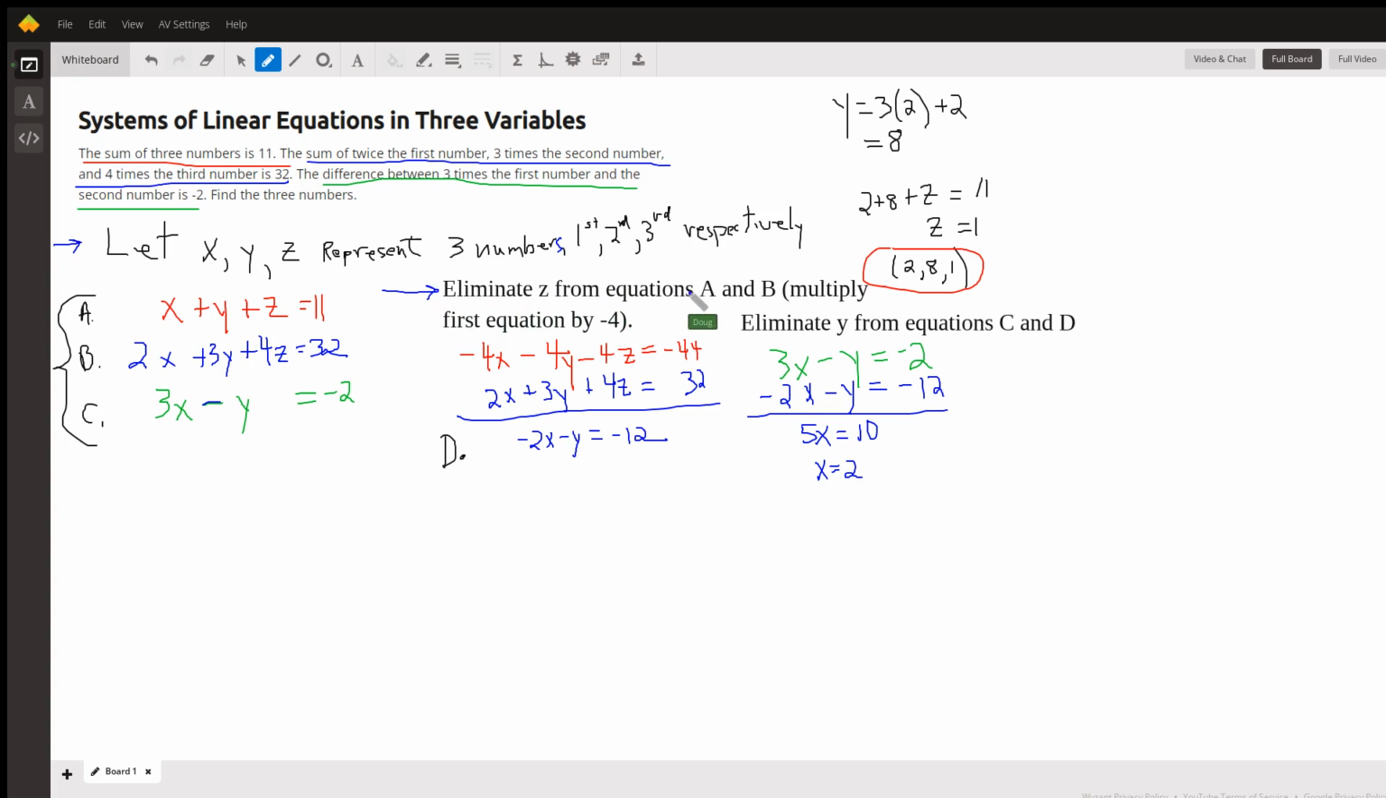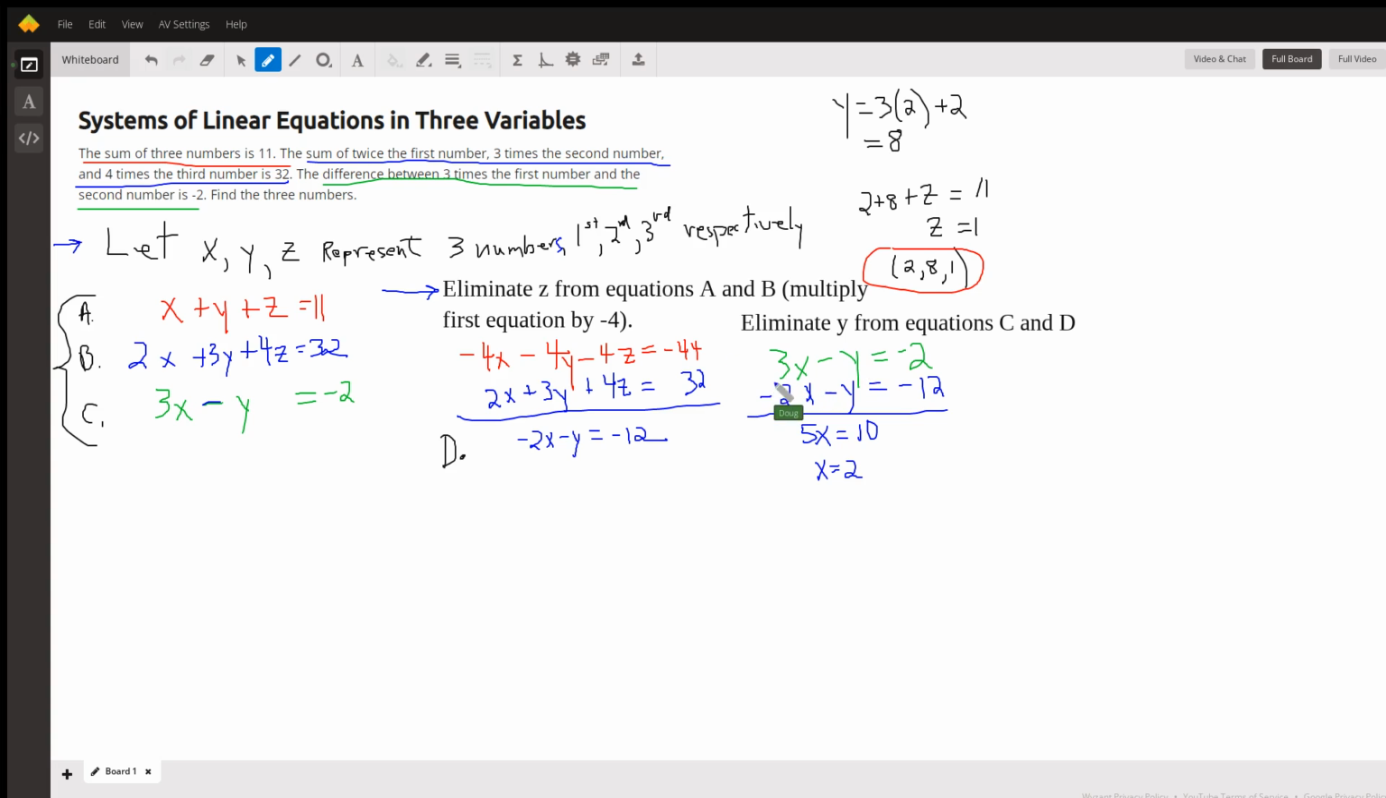So here is a label that indicates what's happening. I'm going to eliminate z from equations A and B. And I'm going to do that by multiplying the first equation by -4, so that I'll have opposites in front of the letter z. So here's equation A multiplied every term by -4. Here's equation B recopied. When I add them together, equals added to equals are equal. I get -2x minus y equals -12. Of course, the z's disappear.